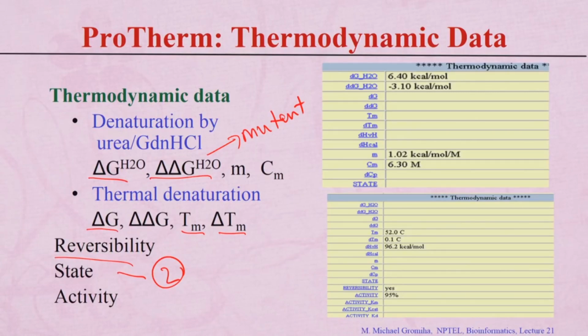So if you see the data, here delta G H2O is 6.4 and delta delta G is minus 3.1 kilocalorie per mole. That means it destabilizes the protein by up to 3 kilocalorie per mole, because it is delta delta G H2O. Then we have the thermodynamic data, we can give that Tm is 52 and dTm is 0.1, and give the enthalpy values, and no M and Cm because it is thermal denaturation. If it is denaturant, we give all these values. So reversibility is yes, because this protein is completely reversible.